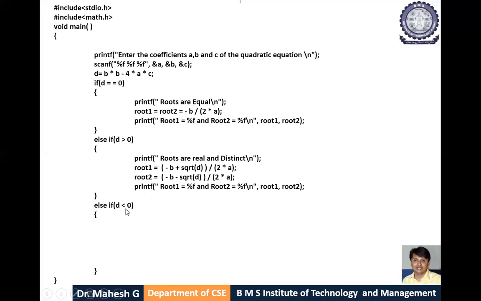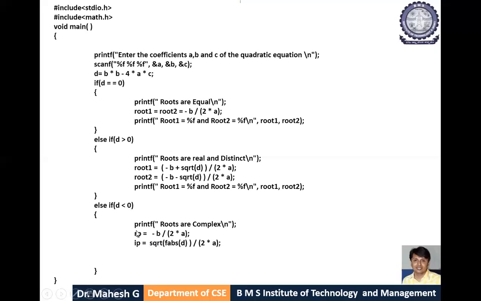Else, if the discriminant value is less than 0, then we understand that the resulting roots are complex. So we print that the roots are complex. In this case, we compute the real part and the imaginary part. Real part is equal to minus b divided by 2a. Imaginary part is equal to square root of fabs of d divided by 2 star a. Here, instead of fabs of d, you can also write this as minus 1 into d. That is also perfectly fine.